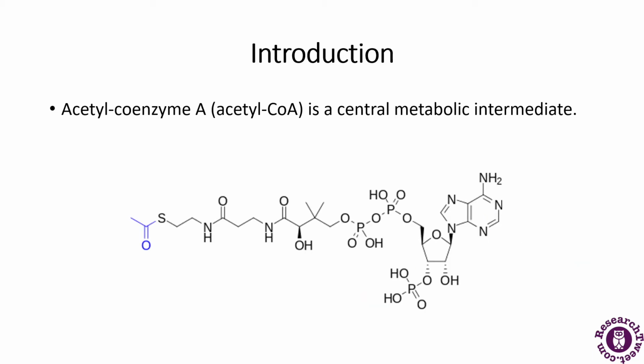So the introduction part is acetyl coenzyme A. It is a central metabolite intermediate. This particular diagram is the structure of acetyl coenzyme A. Now, coenzyme A consists of the beta-mercaptoethylamine group, which is linked to the vitamin pantothenic acid through an amide linkage and 3-phosphorylated ADP.